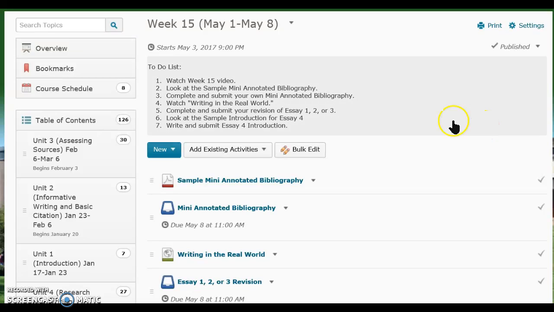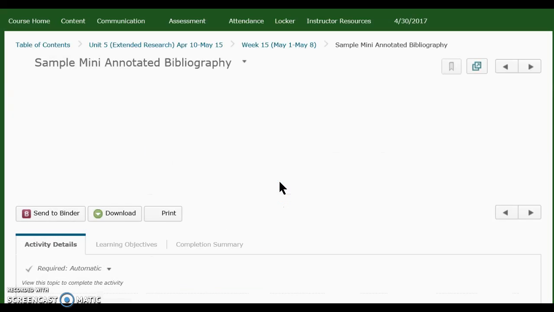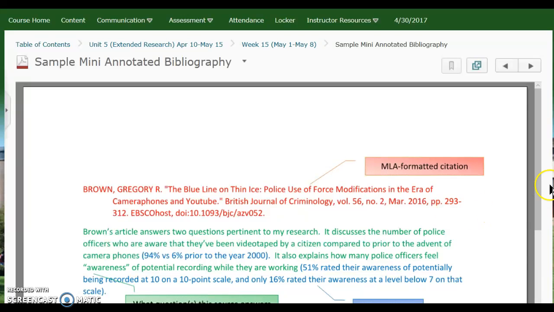So, very simple. Watch the video. You guys are doing that right now. Then we're going to move into a sample of the annotated bibliography. This is a little mini annotated bibliography if you've ever done one before. It's a real short version.